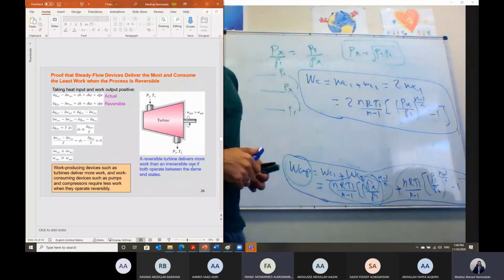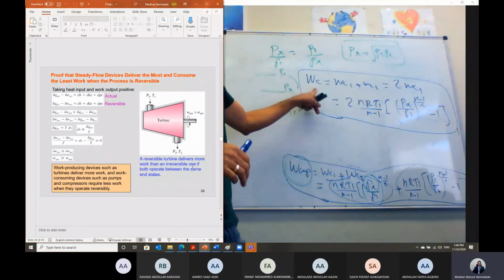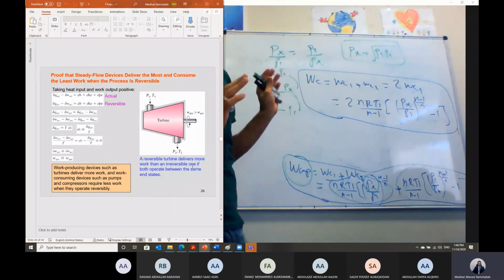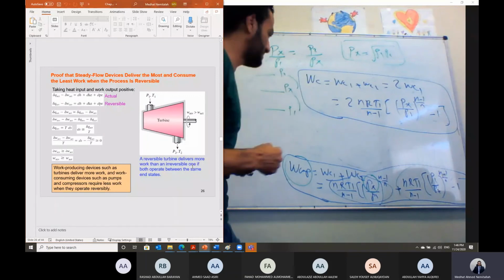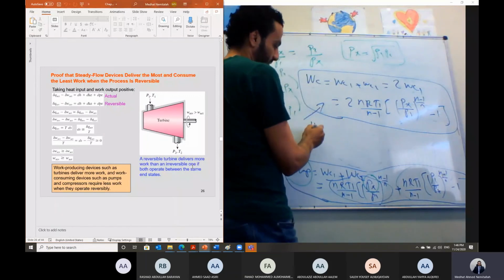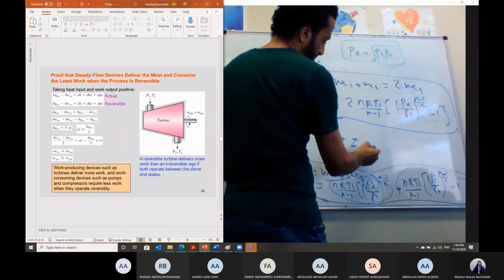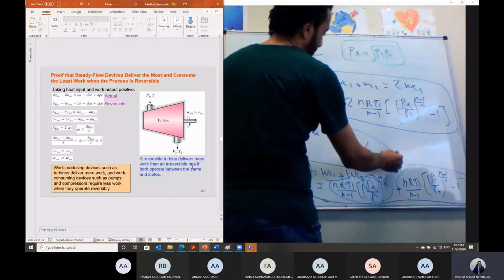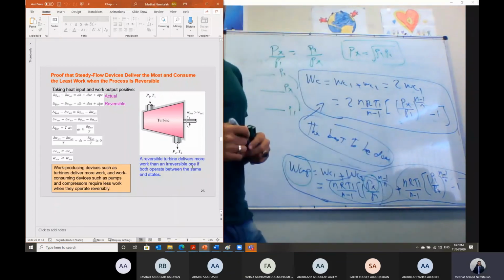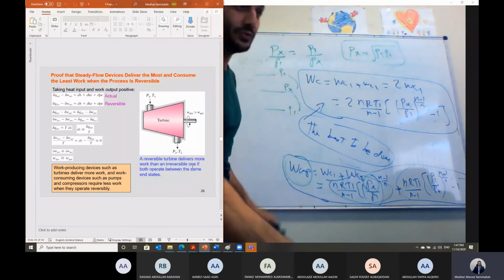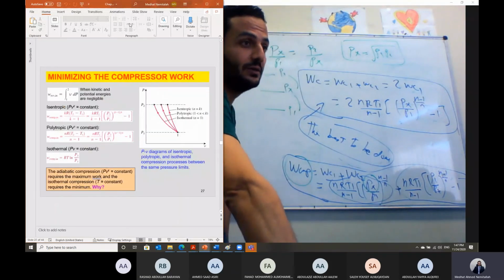Yes, clear. This is not the minimum. The minimum is the case when we have an isothermal process. But this is the best that we can do. This is the best to be done for a compressor. So it is better, Shabab, if you are designing a compressor, to use multi-stage compression with intercooling.